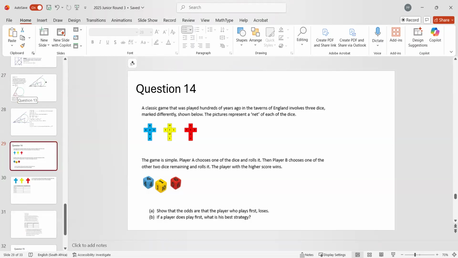The next problem is a classic game that was played hundreds of years ago in the taverns of England, involving 3 dice, marked differently, shown below. The pictures represent a net of each face. Now, these are the 3 dice. The blue one, all the sides are 4. When you open it out, all the numbers on the sides are 4. In the yellow one, you can see 2 1s here and a 10. But actually, when you open it out, you will see that you've got 4 1s and 2 10s.